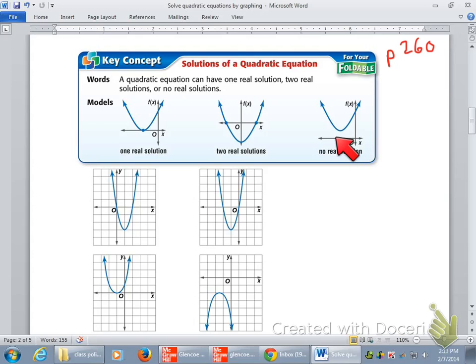All right? So where are the actual solutions? Well, it's where it touches. It's exactly where it touches. So that is the solution. That is the one solution. These two are the solutions. It's those x-coordinates, x equals something. And, of course, this one right here, the solution doesn't exist, does it?